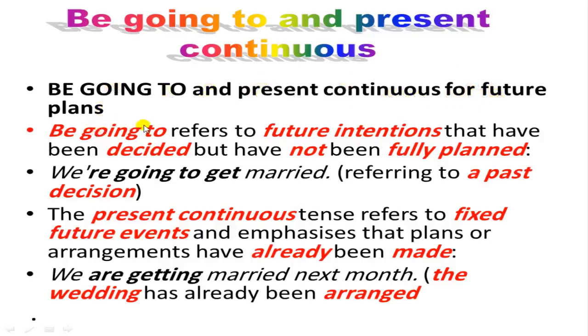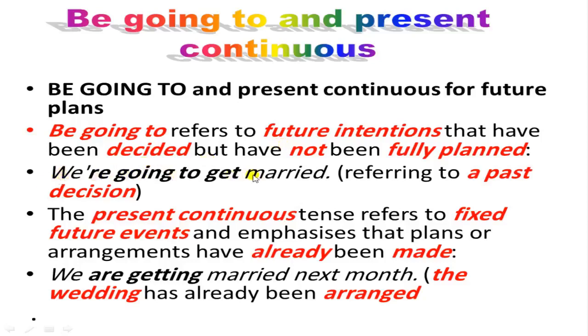Be going to refers to future intentions that have been decided but have not been fully planned. What does this mean? When I use be going to, I express the future and I have decisions about the future, but I haven't fully planned. I didn't make a plan for everything.